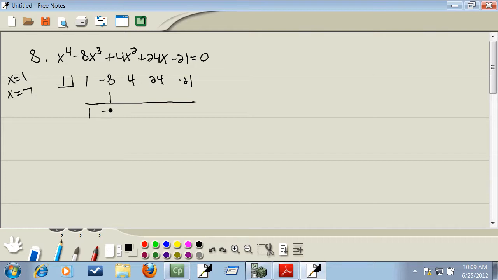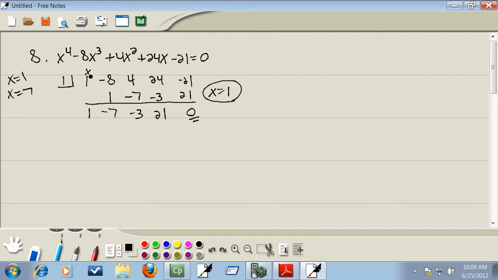Add, -8 and 1 is -7. Multiply, 1 times -7 is -7. Add, 4 and -7 gives me a -3. Multiply, 1 times -3 is -3. Add, 24 and -3 is 21. Multiply, 1 times 21 is 21. And add, -21 plus 21 is 0. Again, the fact we get a 0 there means, yes, indeed, that is our first answer.